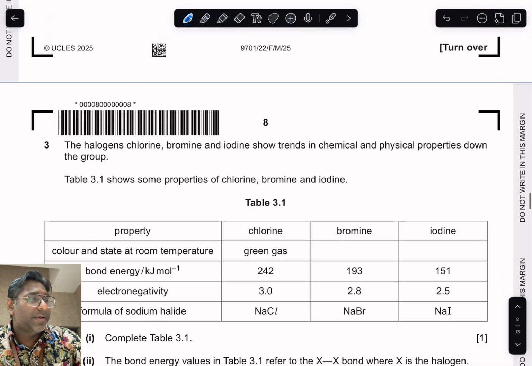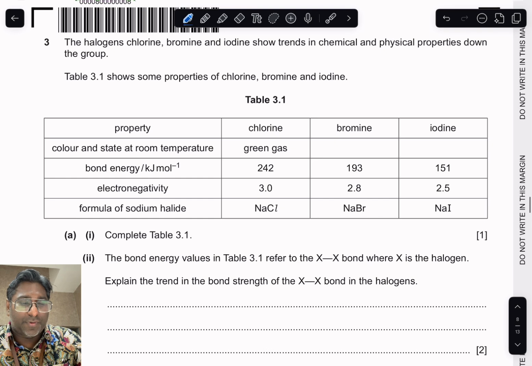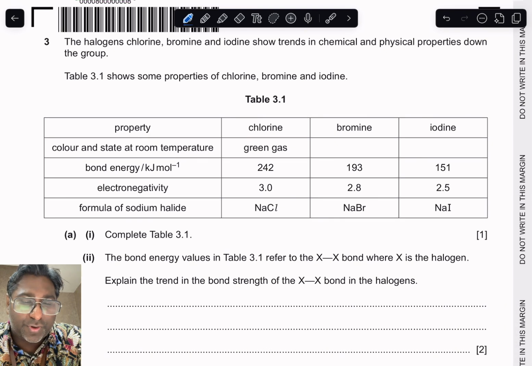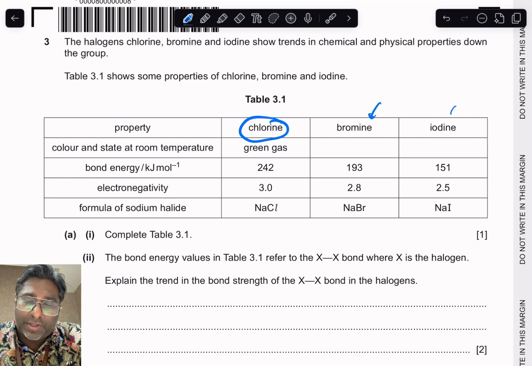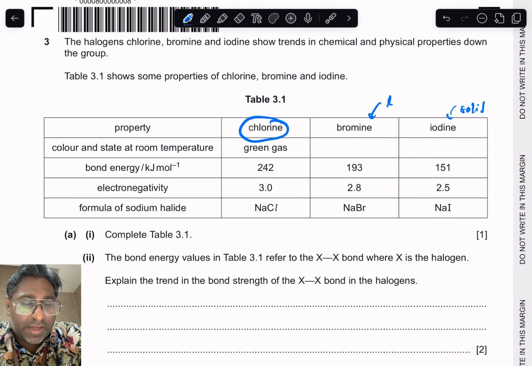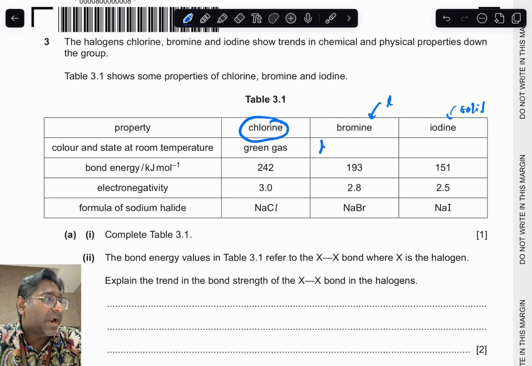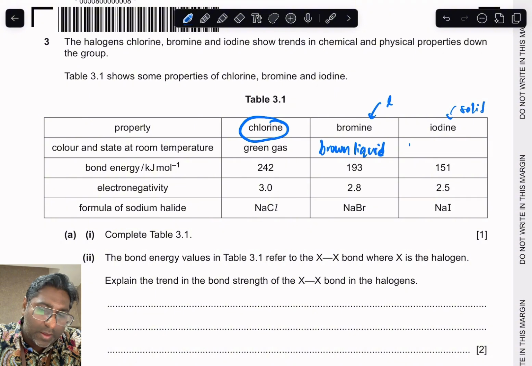Now next, question number 3. The halogens chlorine, bromine, and iodine show trends in chemical and physical properties down the group. So we have chlorine being a green gas. Then bromine and iodine. So this is solid, this is going to be liquid. So color and state: bromine, if it is liquid, is going to be a brown liquid. And this one will be a black solid.